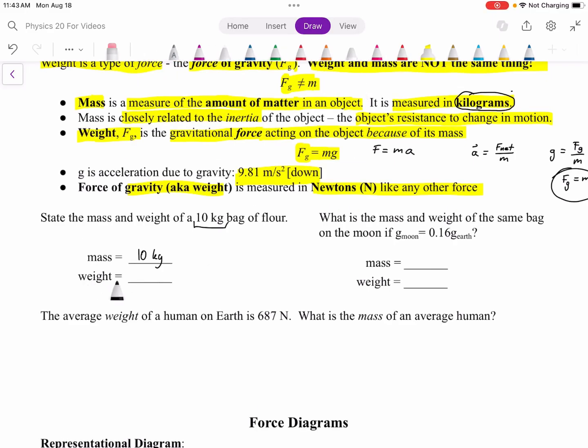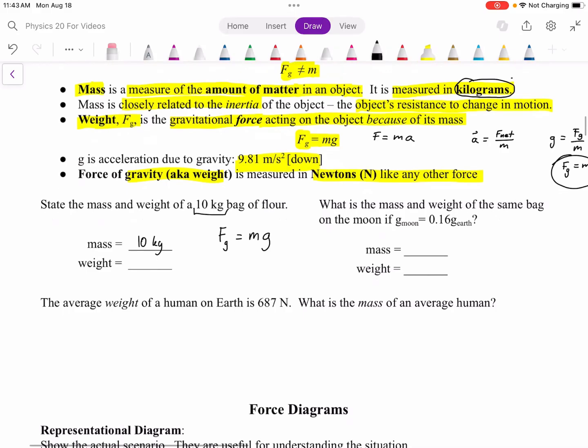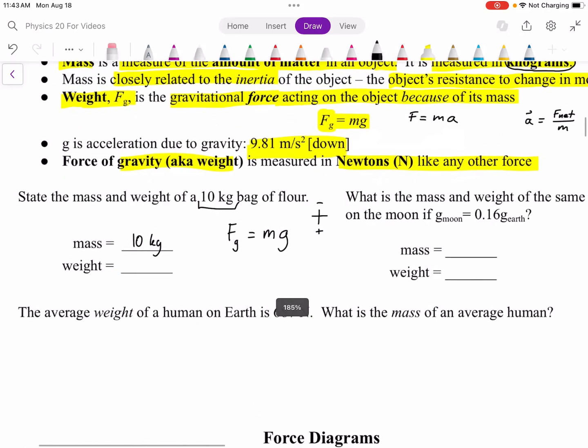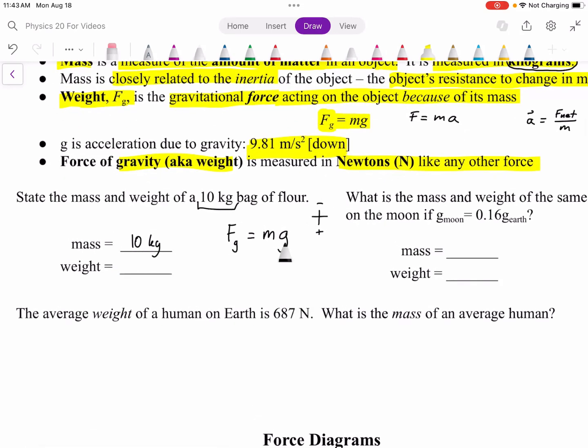Now, weight is a force. It's the force of gravity. So like all other forces, it's equal to, right? a equals Fnet over m, or Fnet equals ma. So the force of gravity is equal to mass times acceleration, and that acceleration is acceleration due to gravity, right? So Fg equals mg. Now we're talking vectors, we're talking forces. I'm actually going to define down as positive here. That might feel a little weird, but it's just because I know we're talking about downward stuff, so I'm going to leave it positive, okay?